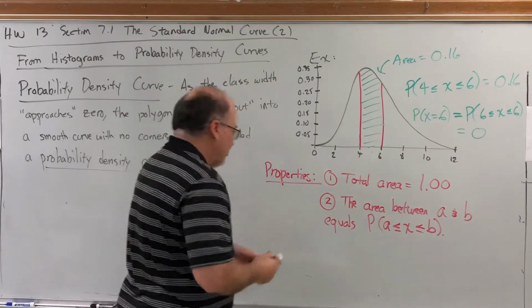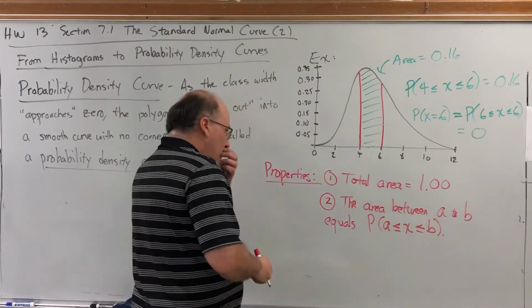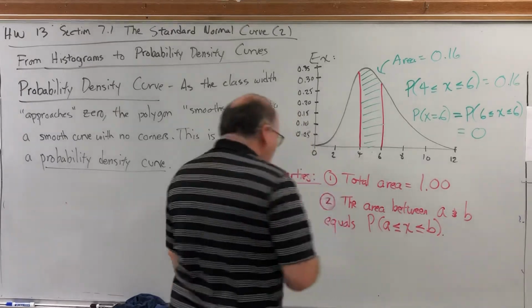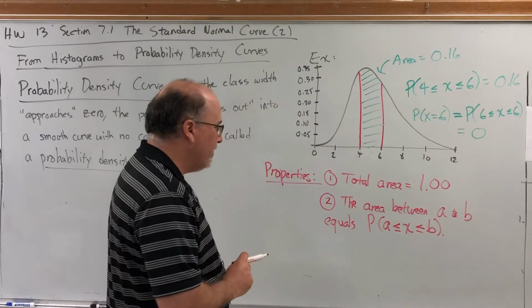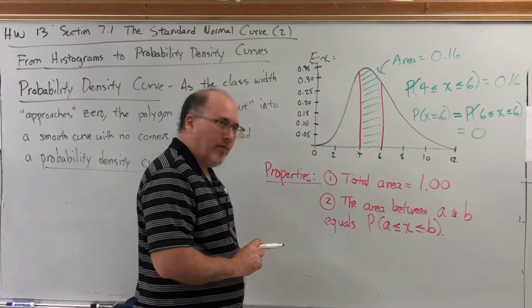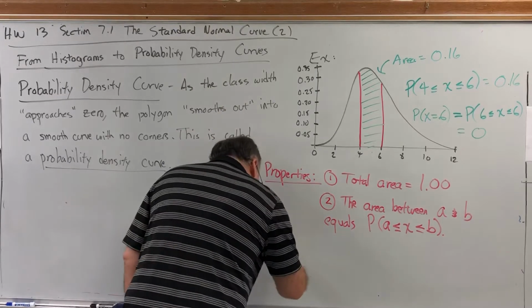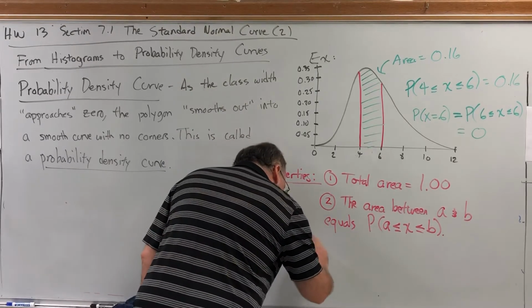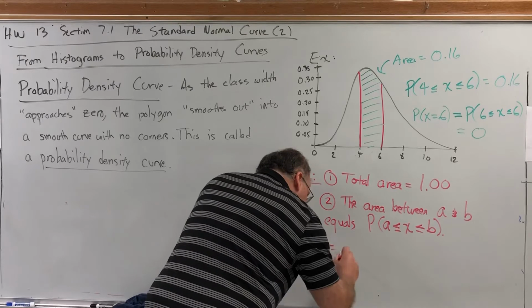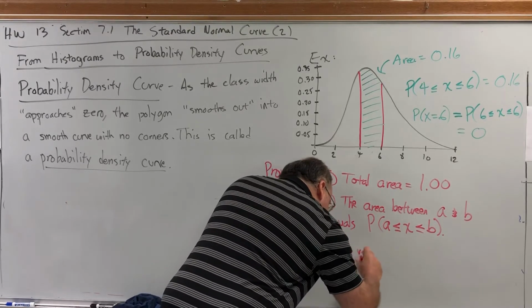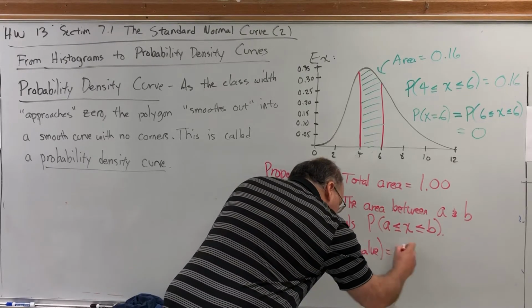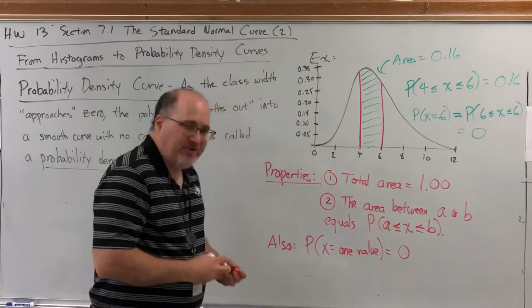Let's list this under the properties. Well, it's not really a property of the curve, it's more a property of probability. So we'll just say also the probability that x equals one value is always going to be 0.